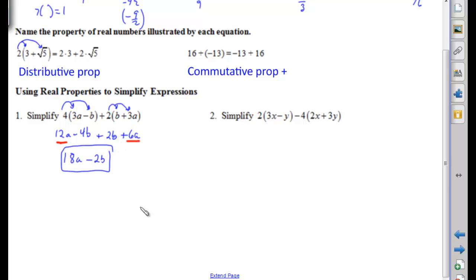If you want to check and see how you're doing, push pause for a second, solve this, and then you can check your answer. If not, here we go. It's 6x, negative 2x, minus 14y.